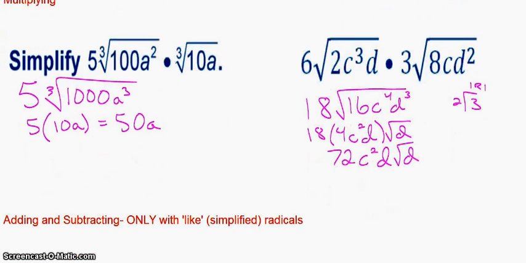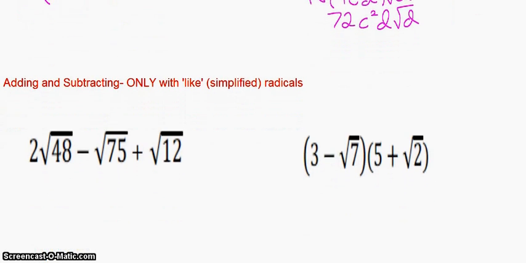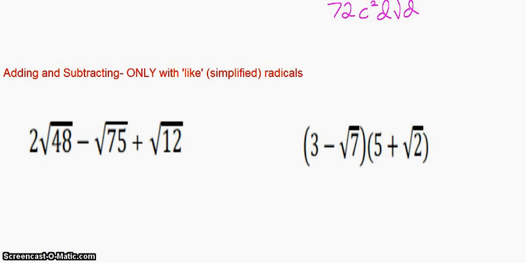Next, we're going to be talking about some addition and subtraction. Now these you can only do with like simplified radicals. So looking at these, you might be like, oh, none of those are the same, can't do anything. But they do simplify. For example, square root of 48 is the square root of 16 times the square root of 3. So I'm going to take my 2 times my 4. So I've got 8 root 3 minus square root of 75. Well, that's the square root of 25 times the square root of 3.